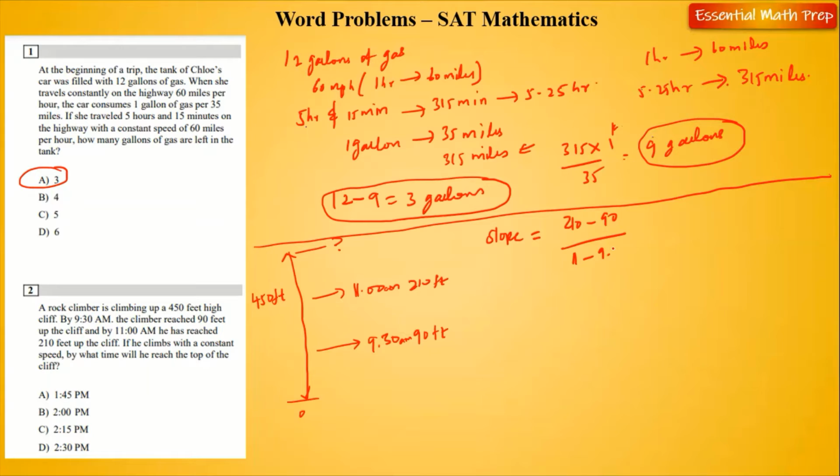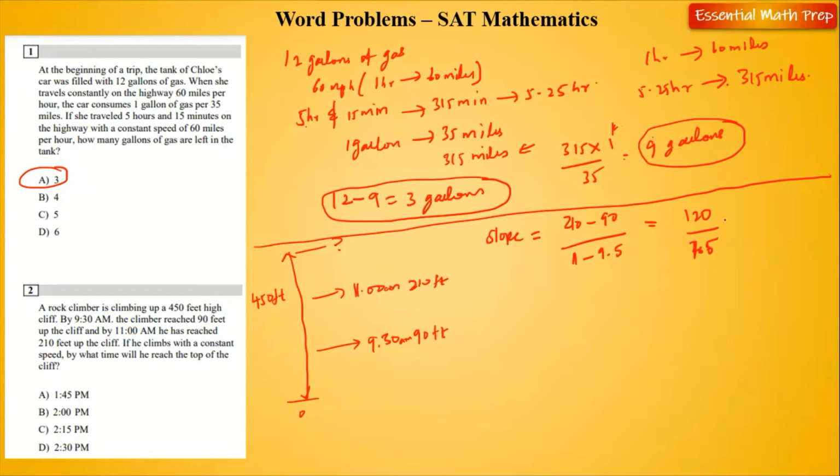9.5, right? Because you think about it, 30 minutes is half an hour, so it's 0.5. You don't write 9.3, you write it as 9.5. So how do you do that? 210 minus 90 is 120 over 1.5. Sorry, 11 minus 9.5 is 1.5. What am I doing? I didn't say it right the first time.